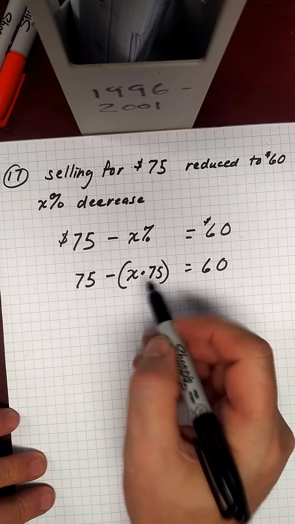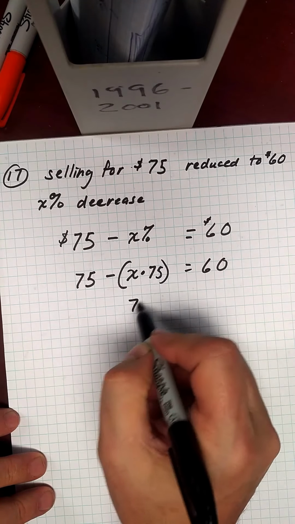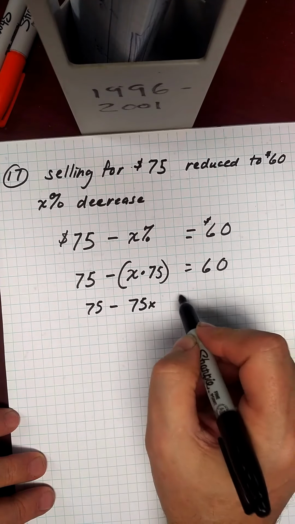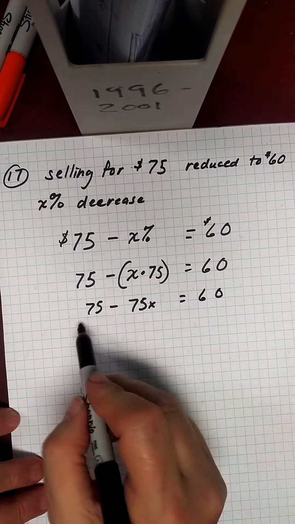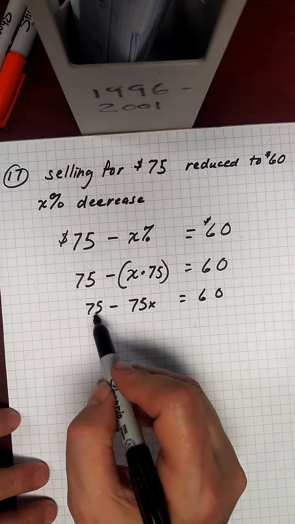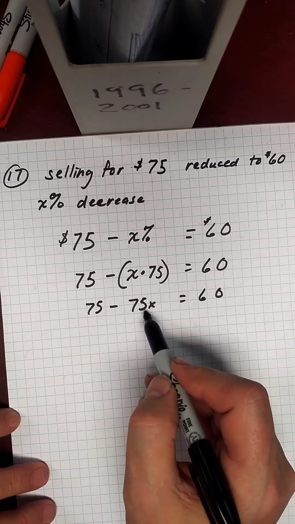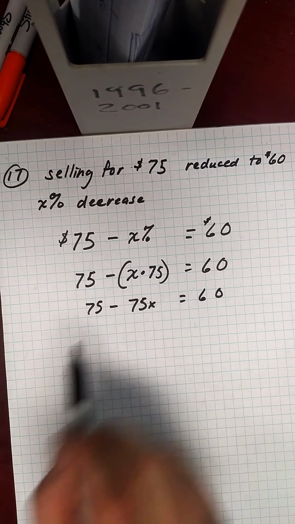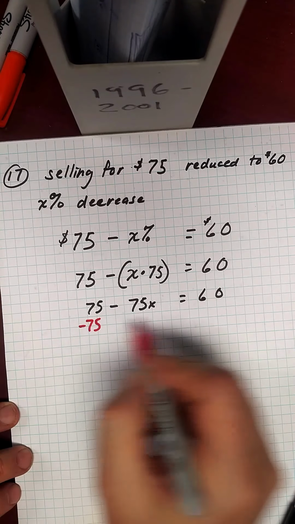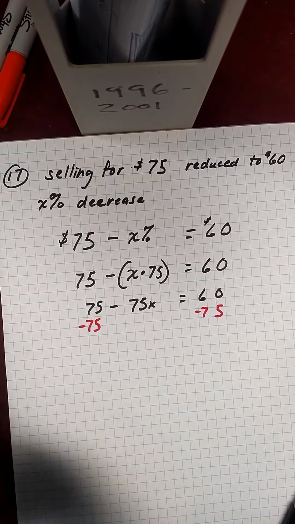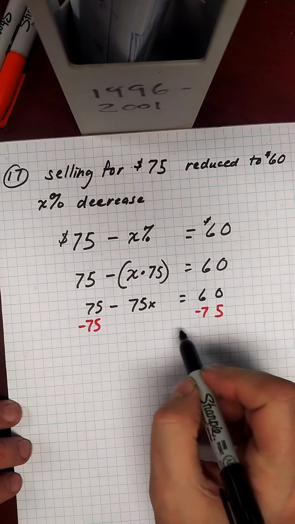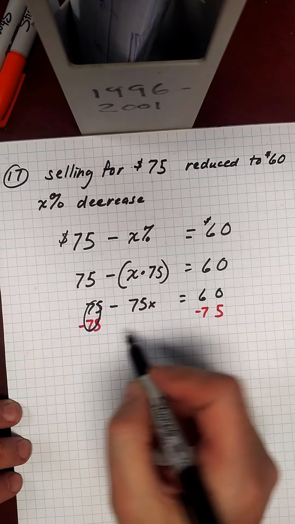So we're going to do our multiplication here, and that's just going to be 75x, just to make it a little easier. And then here we have an equation, so we want to solve this equation. So once again, we want to make this into a 0 and this into a 1. So to make this into a 0, we're going to subtract 75 from both sides. So when we subtract 75 from both sides of the equal sign, this becomes 0.